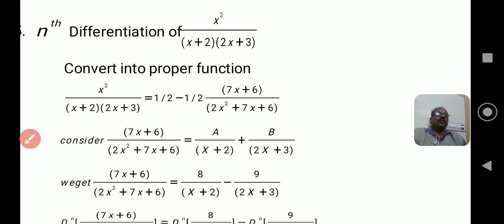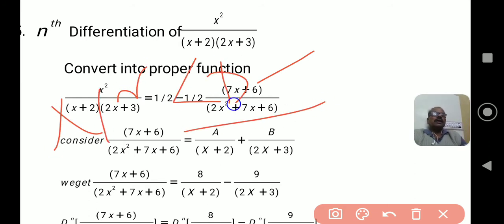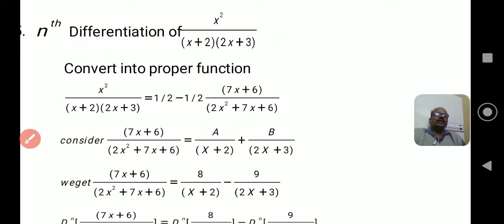Observe the result. The degree of the numerator is 1, the degree of the denominator is 2. Definitely the degree of the numerator is less than the degree of the denominator. It is a proper fraction. We can apply the further process for partial fractions. You should remember, if it is given in the question as a proper fraction, directly you can apply the properties of proper fractions.